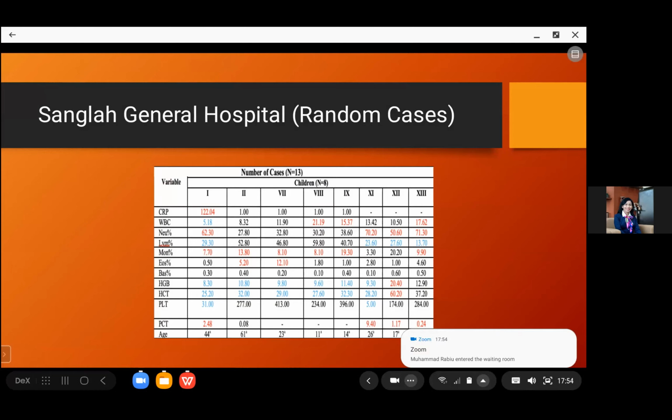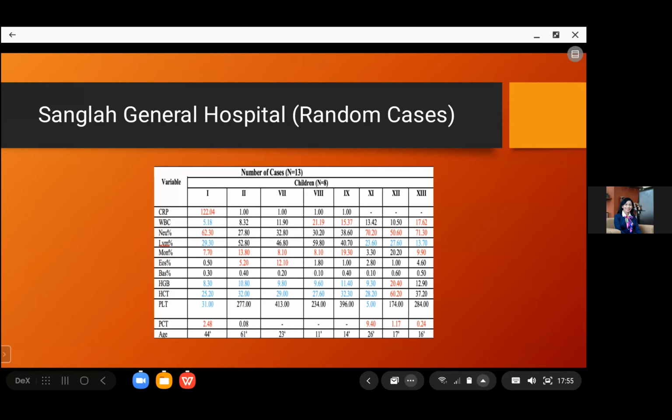In the neonates group, 5 of 8 patients were tested for CRP, and one of them showed a high result of CRP, 122.04, and 5 of 8 patients were tested for procalcitonin, and 4 of them showed a high result of procalcitonin. You can see the red color is higher than the normal limit, and the blue color is lower than normal limit.